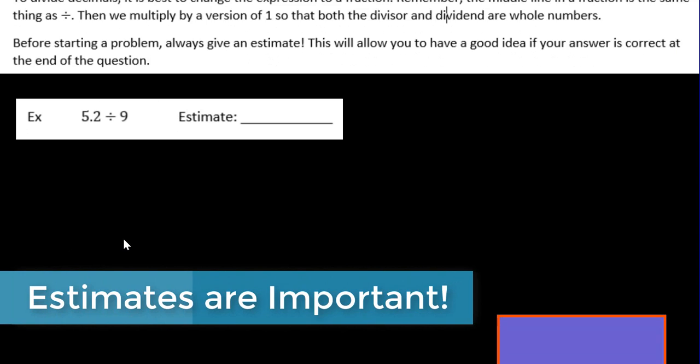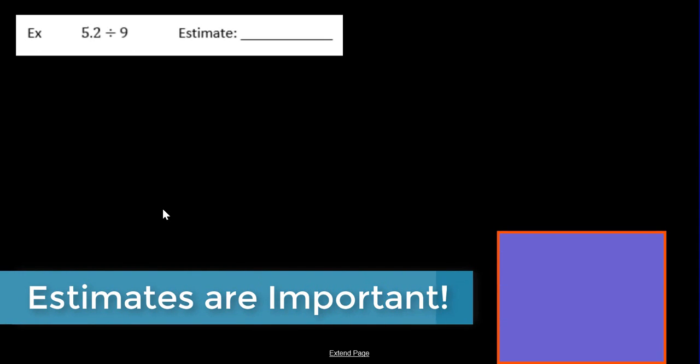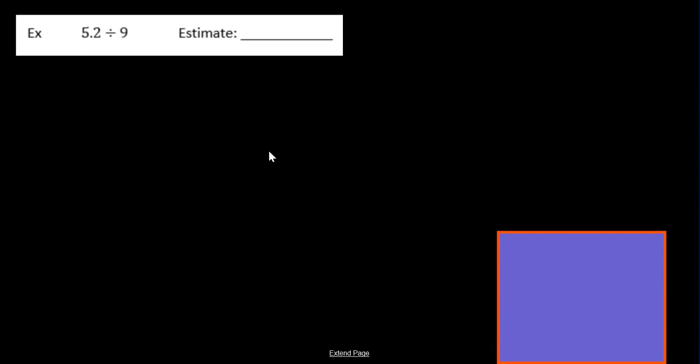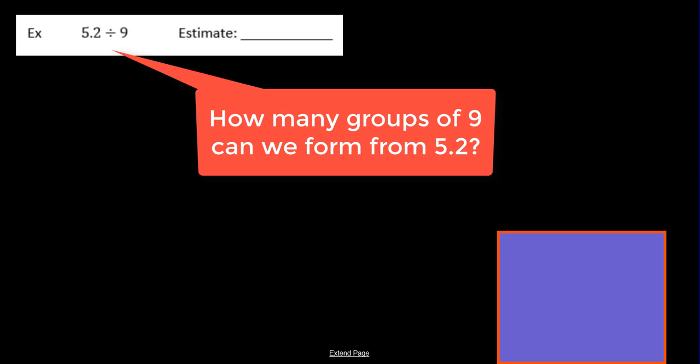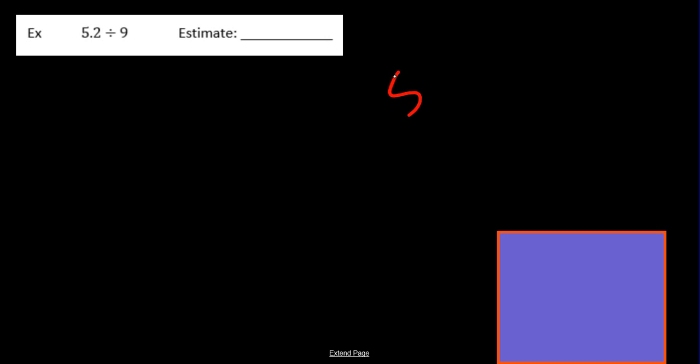So here we have 5.2 divided by 9. We're being asked how many groups of 9 can we form from 5.2? Well, obviously we can't form any groups, but we do know that 5/9 is approximately 0.5, 0.5 repeating actually. So knowing that, we know that 5.2 divided by 9 will probably be something close to 0.5 repeating, maybe a little bit more than 0.5 repeating.